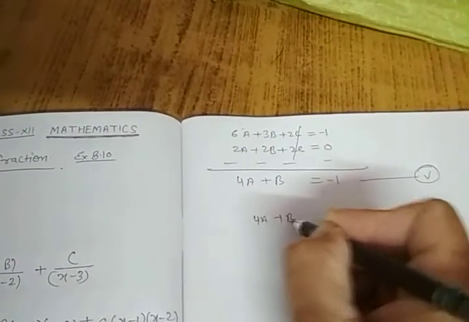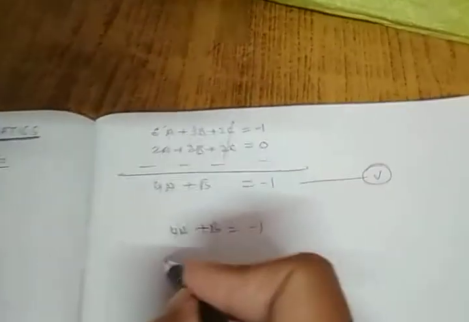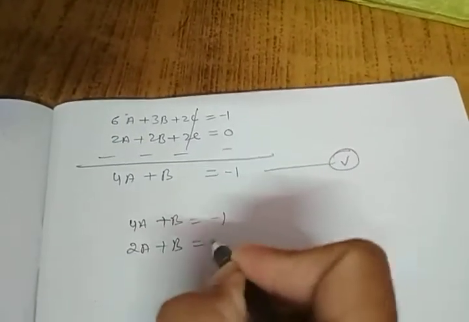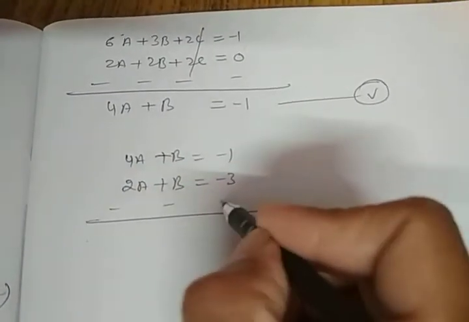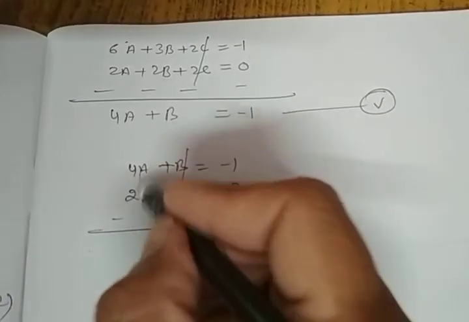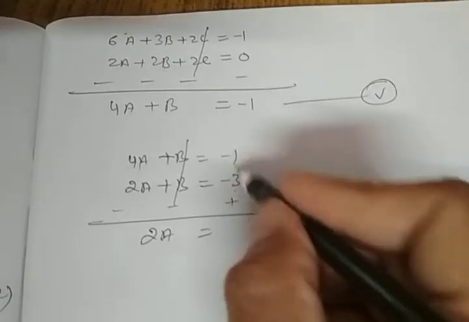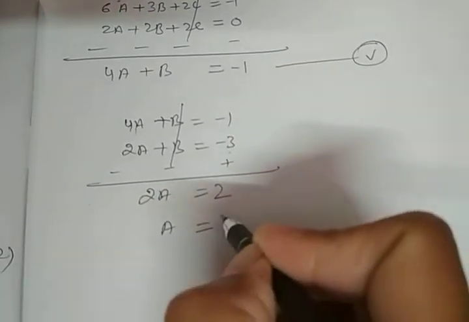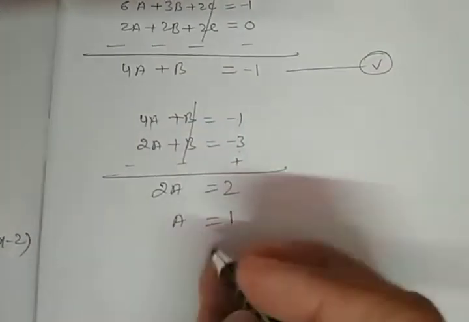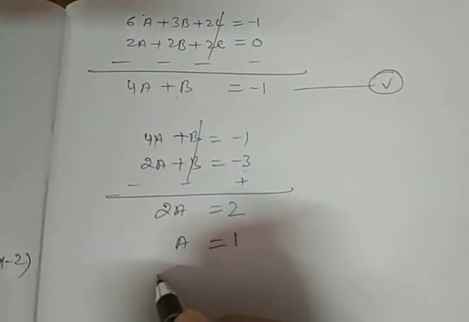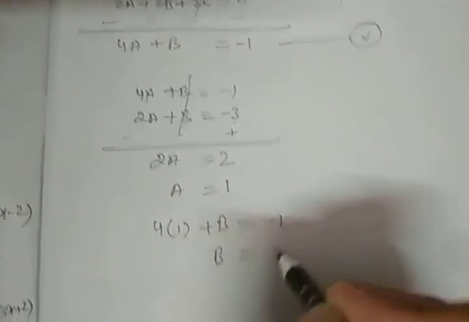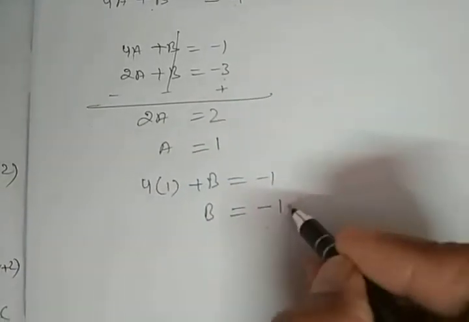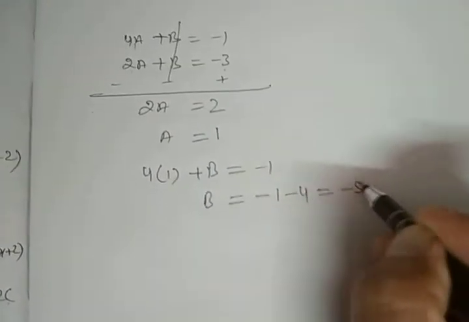In both these there is 1B, so 4A plus B is equal to -1, and 2A plus B is equal to -3. Now 1B is there, so both the signs are same, so subtracting it, the sign will be changed, B cancelled, 4A minus 2A is 2A, is equal to -1 plus 3 is 2, so A is equal to 2 upon 2, which is 1. Now 4A plus B is equal to -1, substituting the value of A in this, so B will be equal to -1, this 4 will be taken to the other side, -4, so that will be -5.